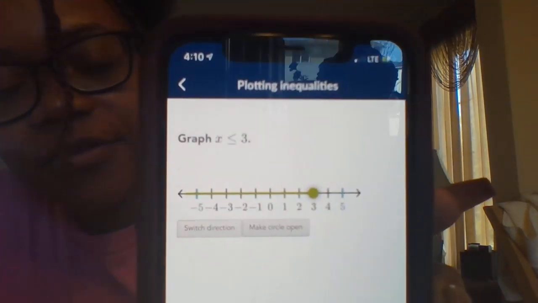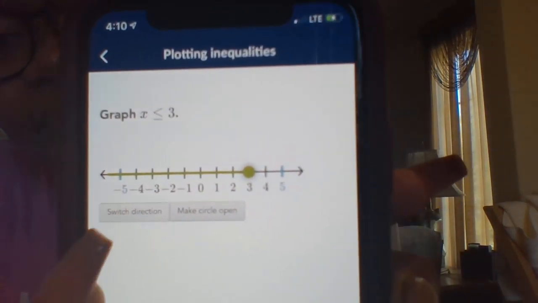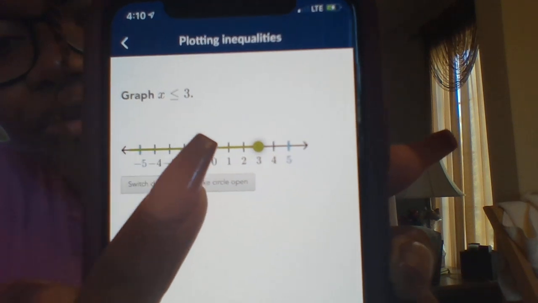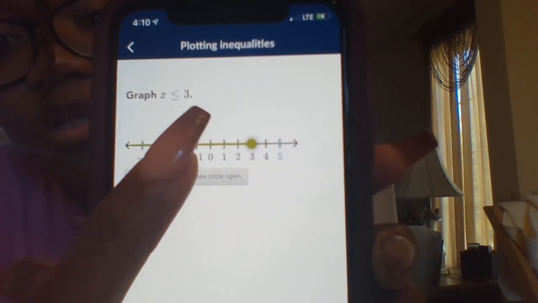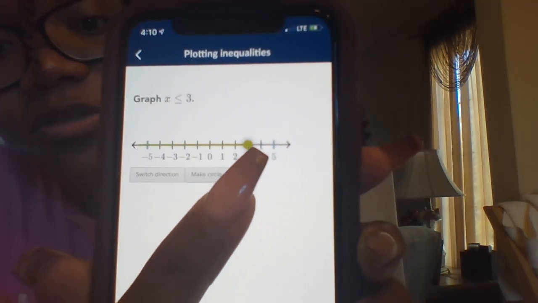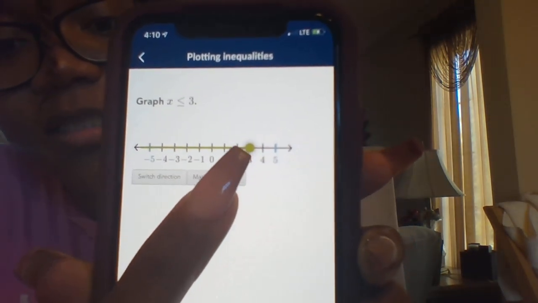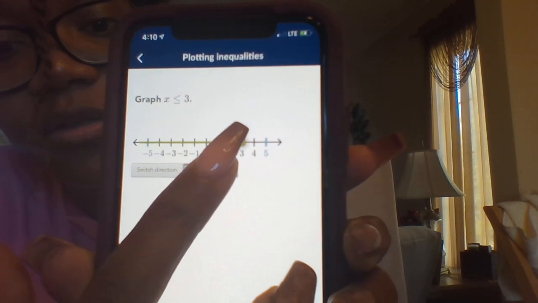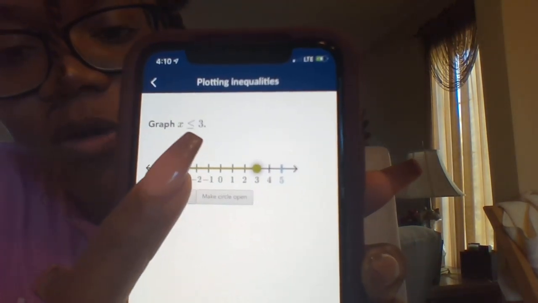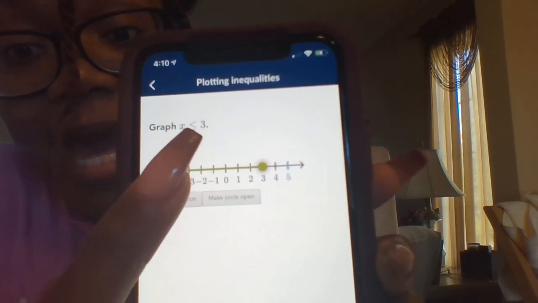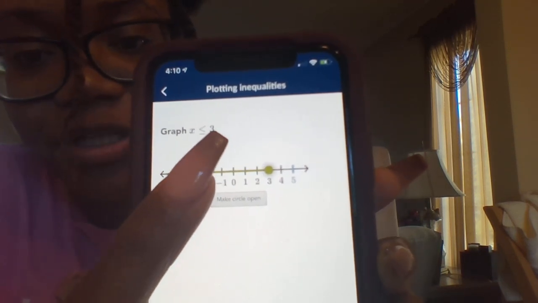The next example is very similar. We're asked to graph x is less than or equal to 3. Again, because of this line underneath that means equal to, we need to include the value of 3. So we need to make sure that our circle is closed. Again, I just tapped the second button to make sure that it's closed. And then we want the values to be less than or equal to 3.